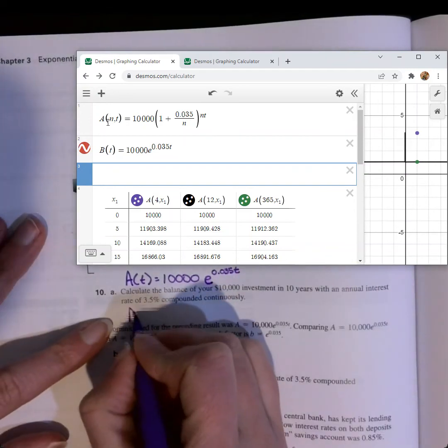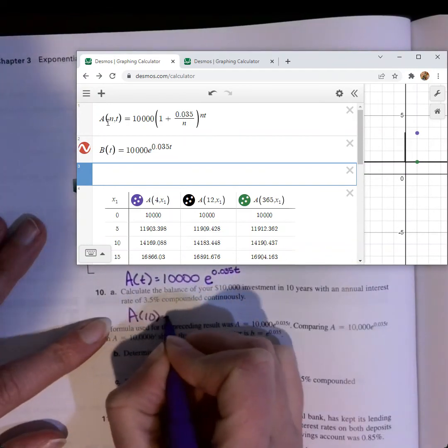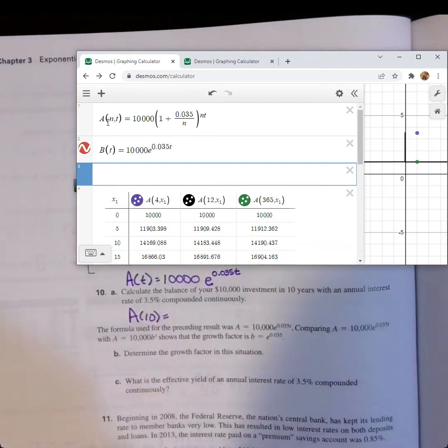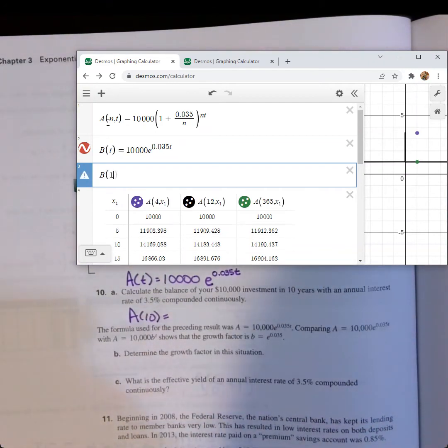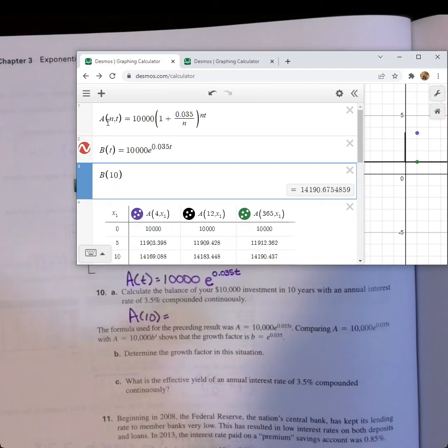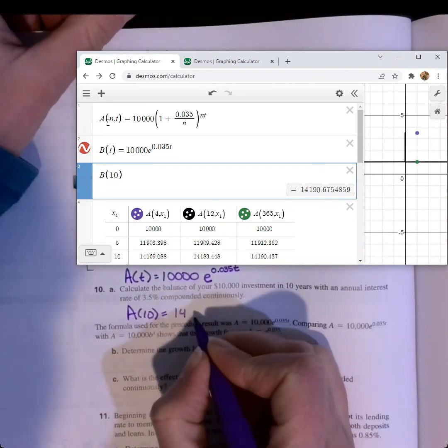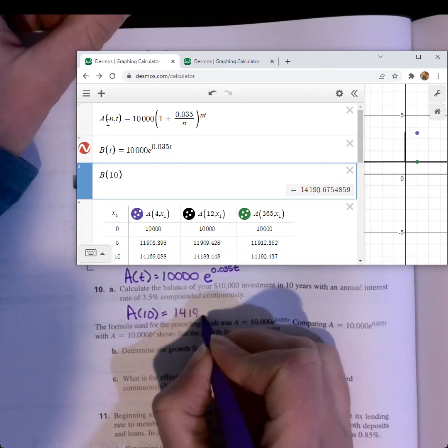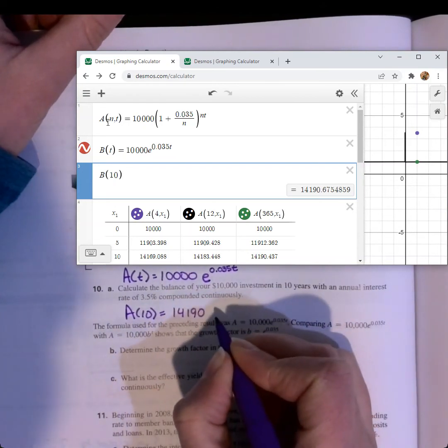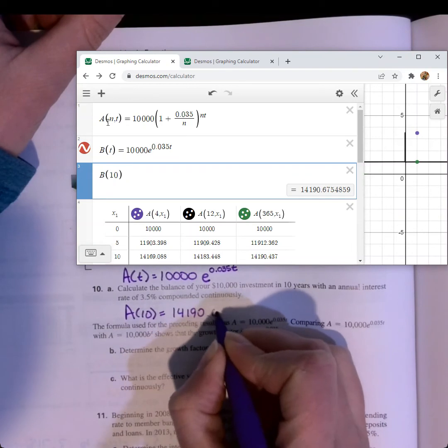So I'm going to do A of 10. I'm really going to type B of 10, because I just didn't want to get rid of my previous function. But it's the same function. I'm plugging 10 into it. And so I get $14,190.68.